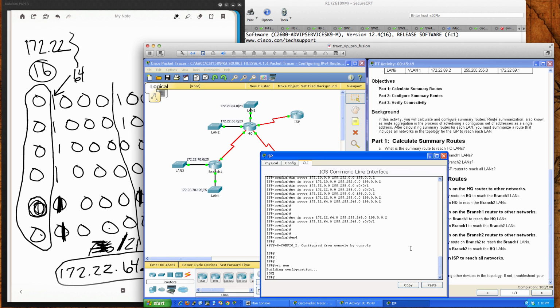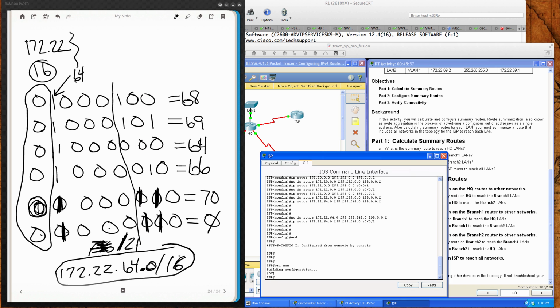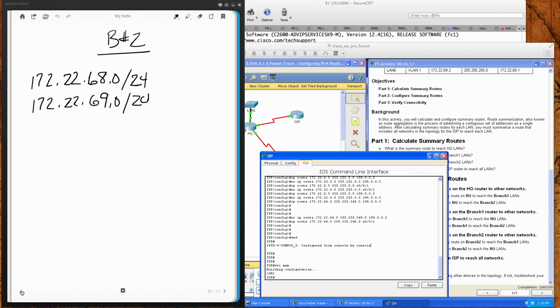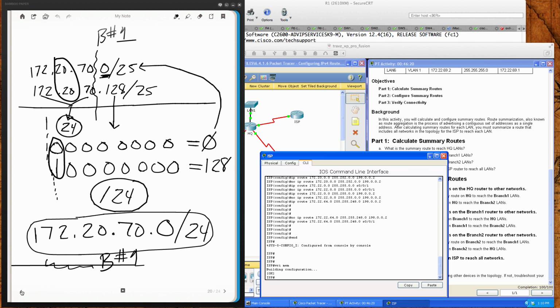Again, this has been a PacketTracer tutorial on PacketTracer 6.4.1.6 on route summarization. Again, remembering that key trick is that the CIDR notation in your answer will have to be equal to or less than the CIDR notations that you're summarizing. All right, so that was our summary route for the headquarters. This was the one here where we missed the number. That was branch number 2. And again, that was a spare sheet there. Branch number 1, where we also made a mistake, where this should have been a 22. We saw it as a 20.